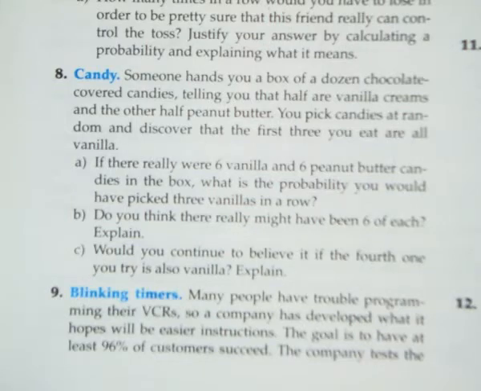Many people have trouble programming their VCR, so a company has developed what it hopes is easier instruction. The goal is to have at least 96% of customers succeed. The company tests a new system on 200 people, of whom 188 were successful. Is this strong evidence that the new system fails to meet the company's goal?